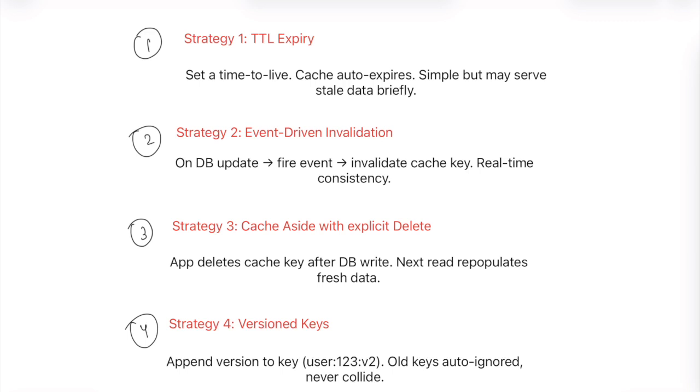Strategy 4 is the versioned keys. Instead of invalidating keys, you version them. When the user profile changes, your key goes from user:123:v1 to user:123:v2. Old versions are never accessed again and expire naturally. This one is elegant, but it uses more memory.